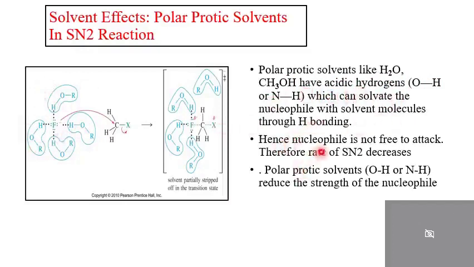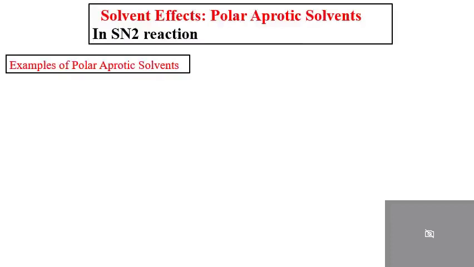Hence, the nucleophile is not free to attack. It is associated with the hydrogen bonding. It is not free to attack, and therefore the rate of SN2 decreases. Polar protic solvents, which contain OH, NH, etc., reduce the strength of the nucleophile because the nucleophile cannot act as a nucleophile. It is bonded through hydrogen bonding. It is not free to attack. Therefore, it decreases the strength of the nucleophile, and due to the polar protic solvent, the rate of SN2 decreases.